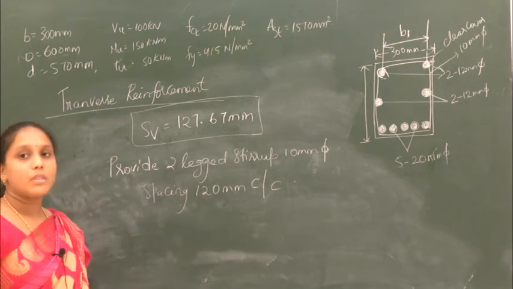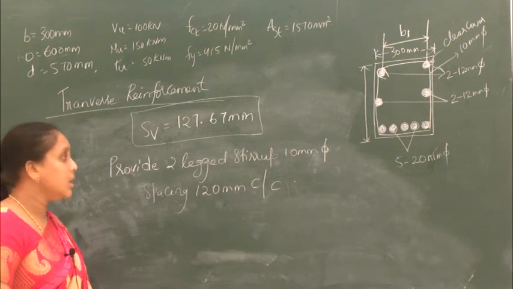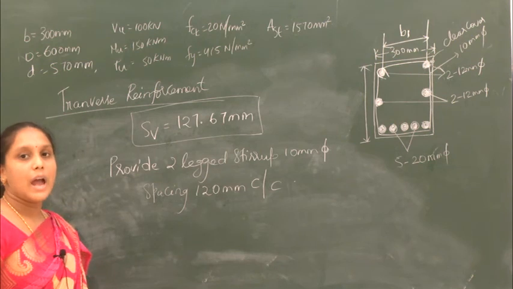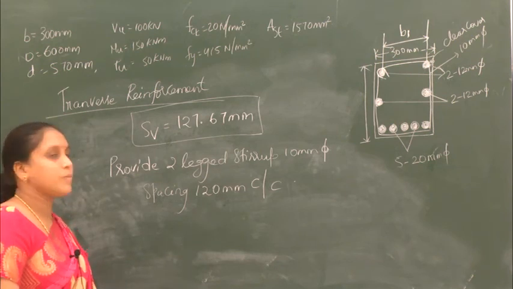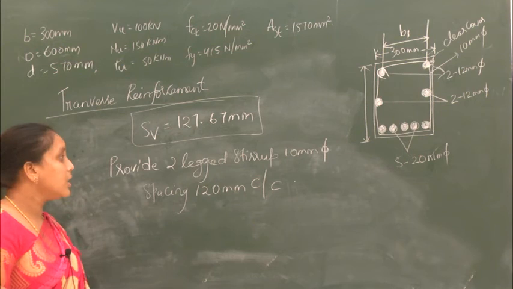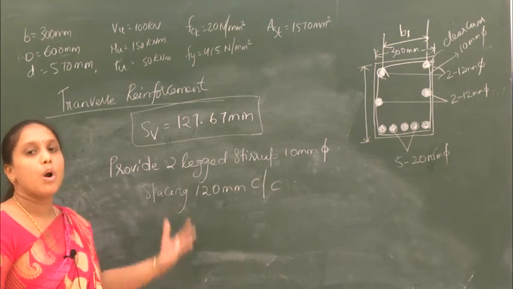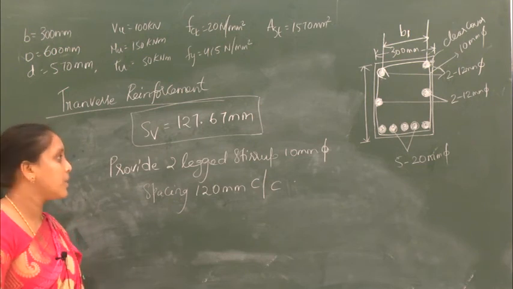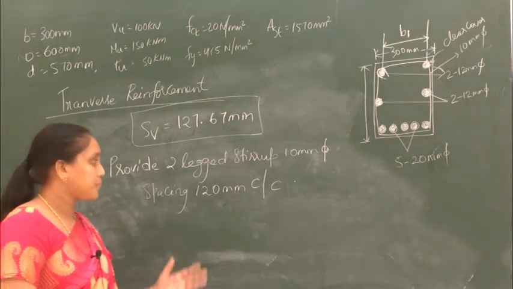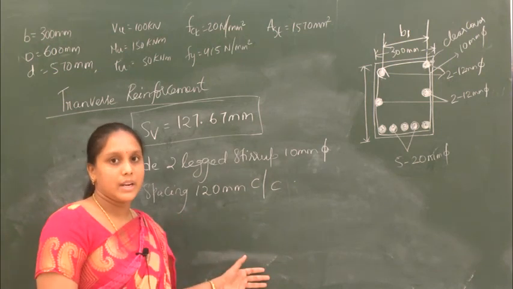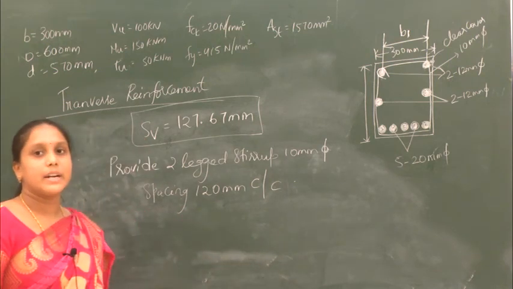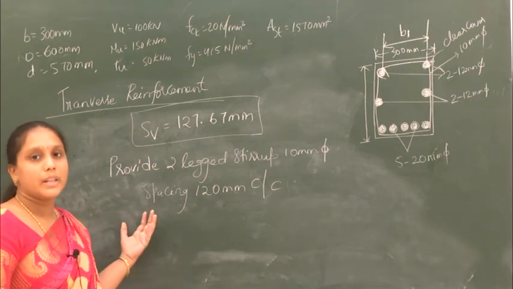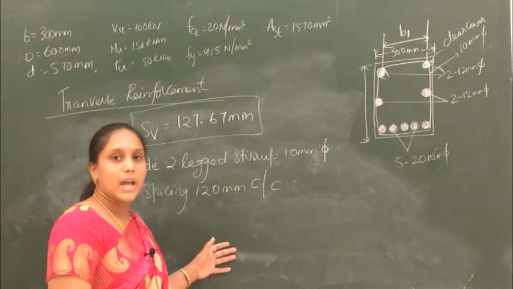Now what? I have to check for the minimum spacing. Okay, that is, I have to check for the transverse reinforcement. That is, the Asv that I have provided, the area of the vertical stirrups that I have provided, should always be greater than what I have calculated now. So now let us calculate the Asv, and the Asv provided should always be greater than the Asv we are going to calculate.